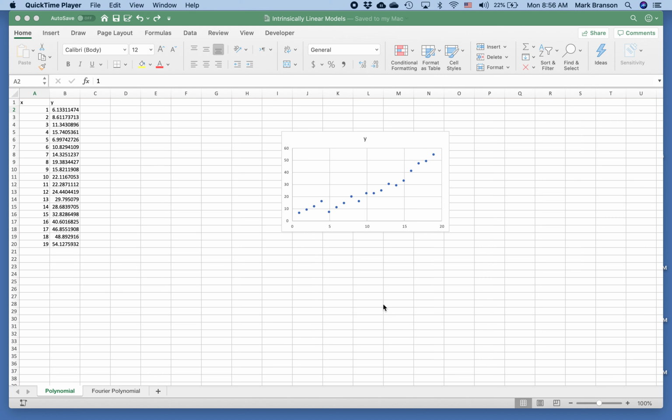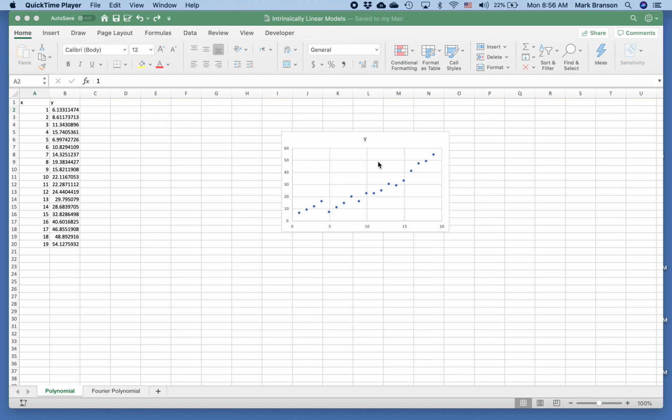Go through actually doing a fit to an intrinsically linear model in Excel. What I have here is a set of data x and y. You can see it kind of looks linear, but it's actually growing a little bit faster than linear. Not a lot, but a little bit faster. So what we're going to do is fit a cubic polynomial to this.